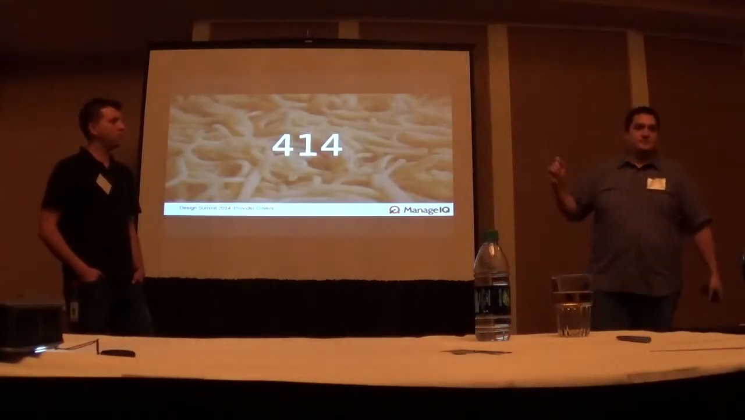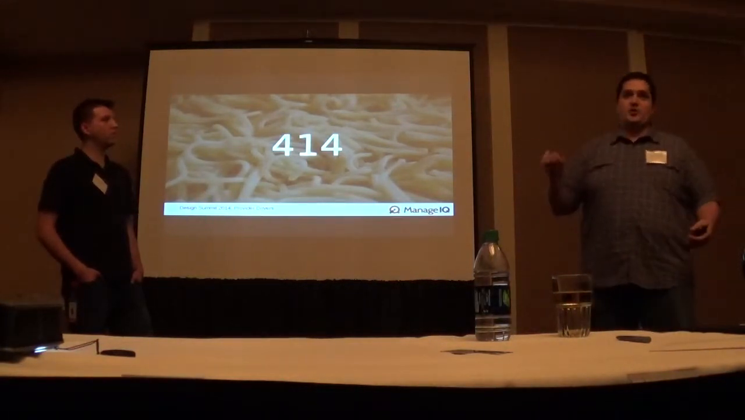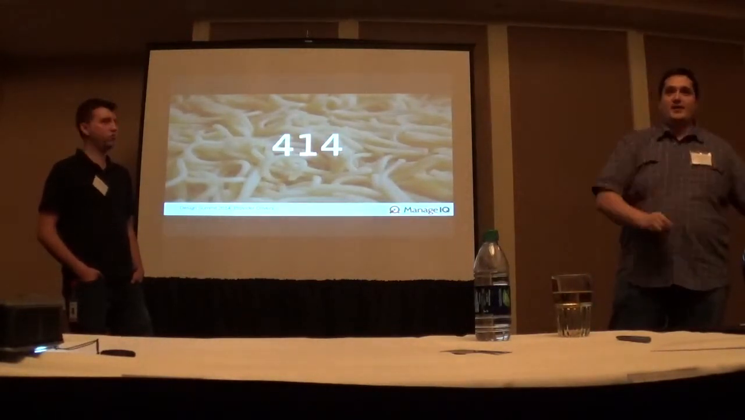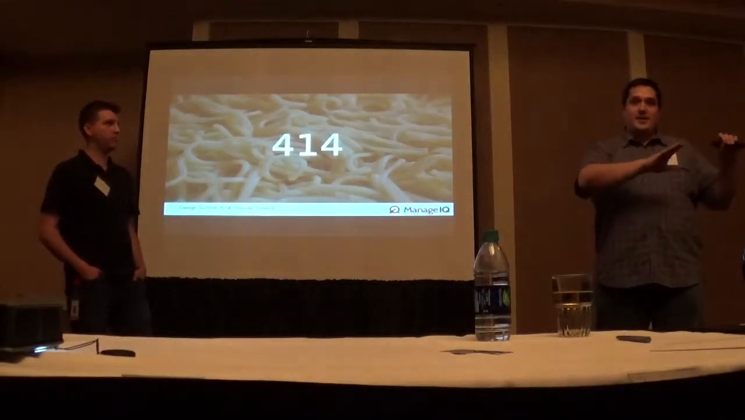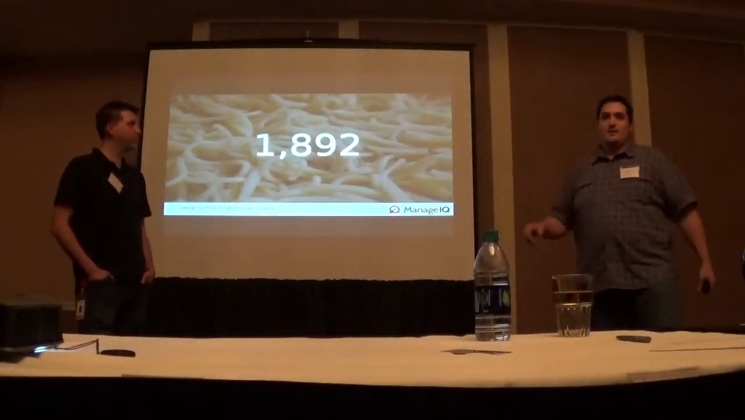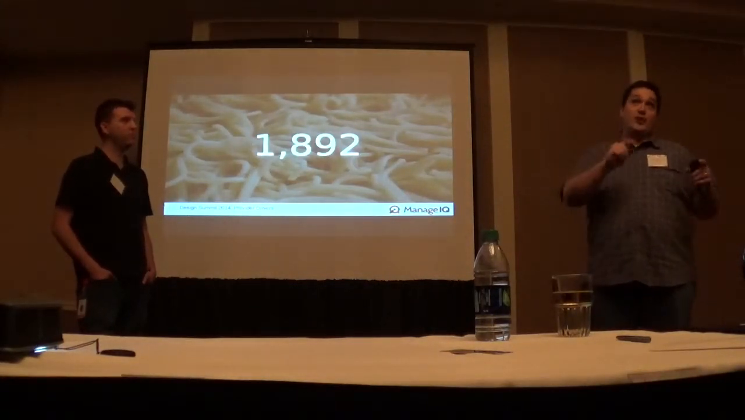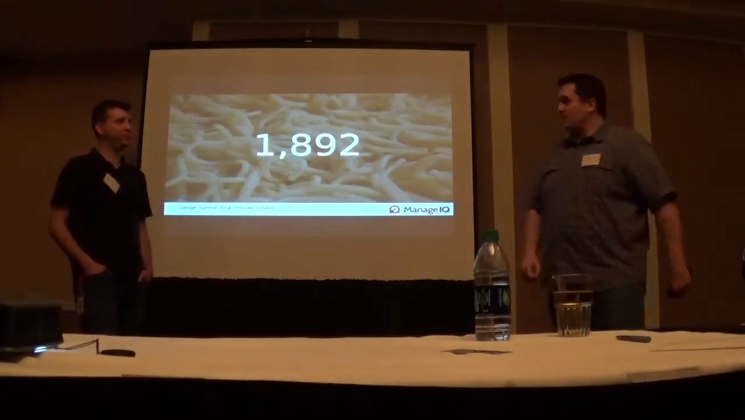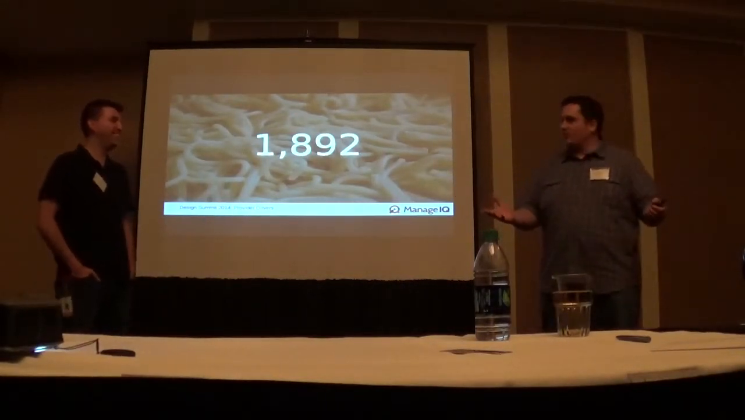I'm going to talk about some numbers. 414 is the number of lines of OpenStack code that does not live in a file called OpenStack and does not live under a directory called OpenStack. So these are just hidden pieces of OpenStack functionality throughout our system. 1,800 lines of code, almost 1,900, live under directories called OpenStack. So these are things that are nicely tucked away somewhere. It's as good as it could be for now.